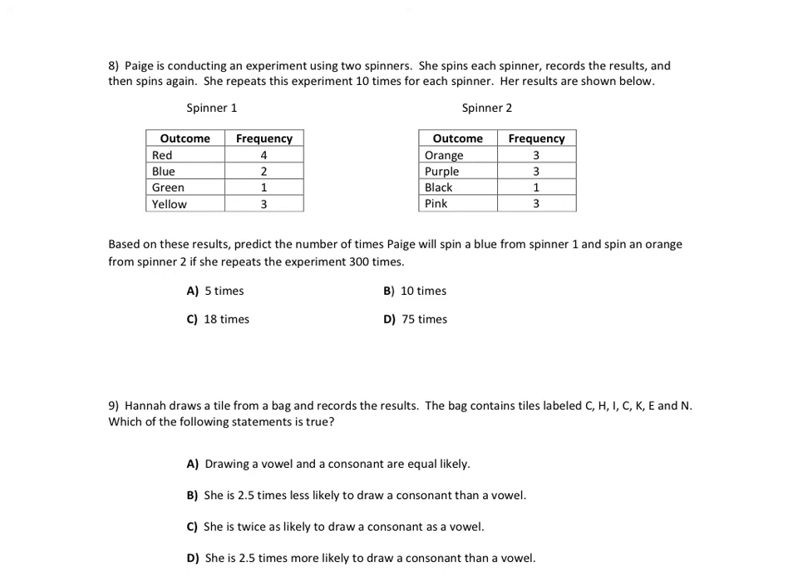Okay, this is the one y'all were having trouble with. Using 2 spinners. She spins each spinner, recording the results, then spins again. She repeats the experiment 10 times for each spinner. Her results are shown below. Based on the results, a blue spinner from 1 and an orange from 2. So the blue spinner is 2 out of 10. The orange spinner is 3 out of 10.